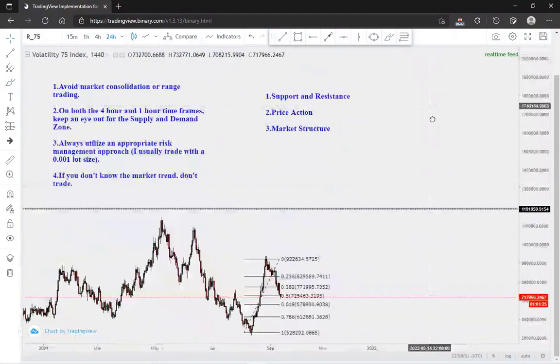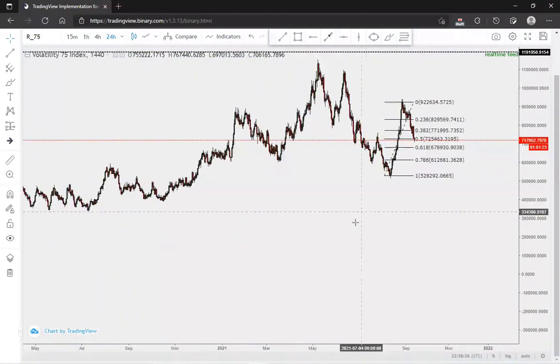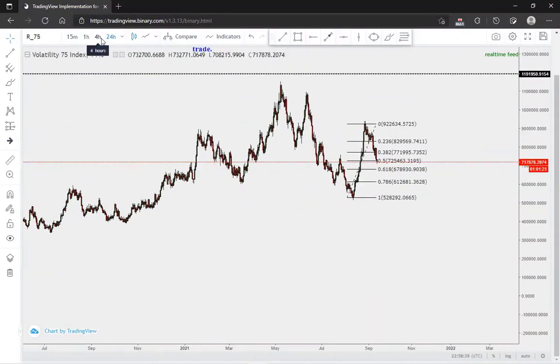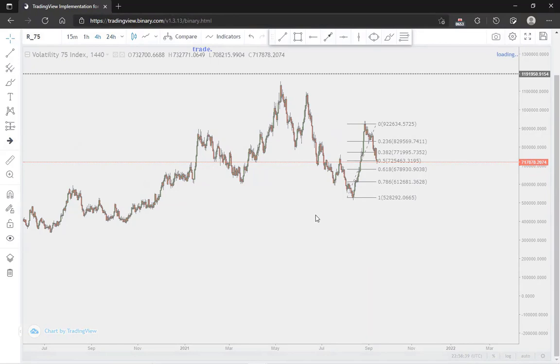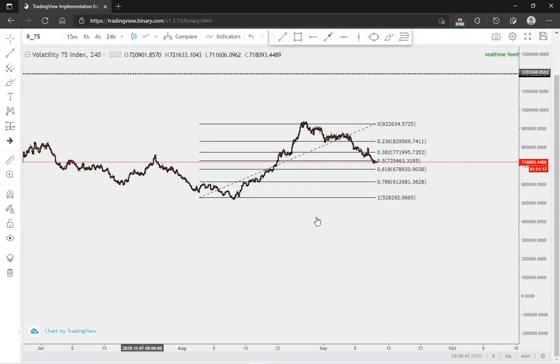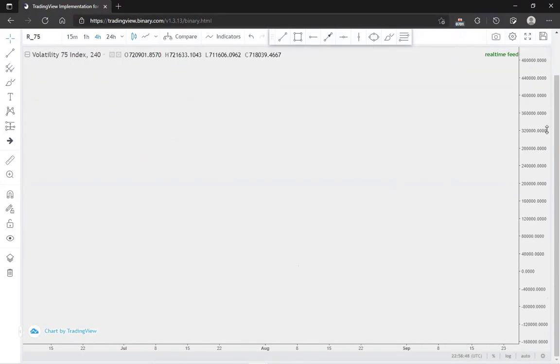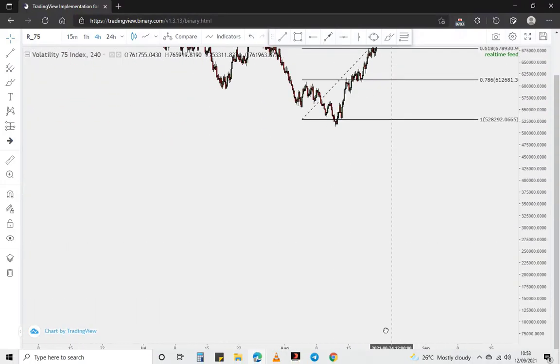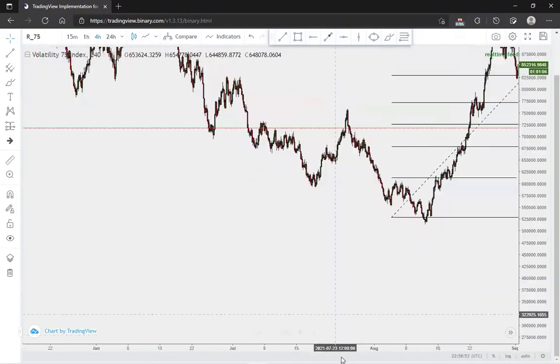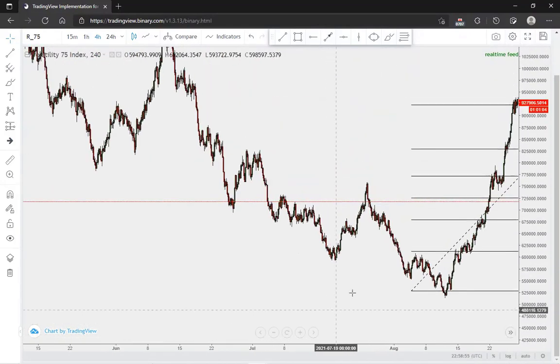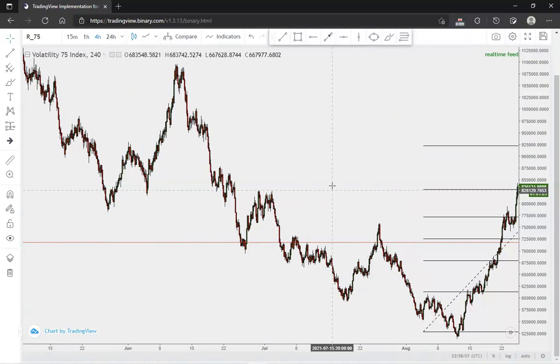So this is my chart. Let me go into the 4-hour chart. So this is my 4-hour chart.